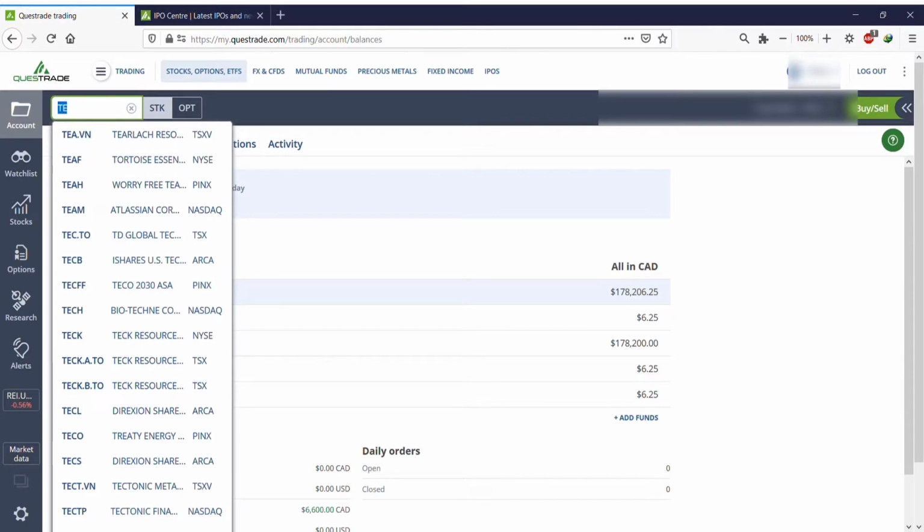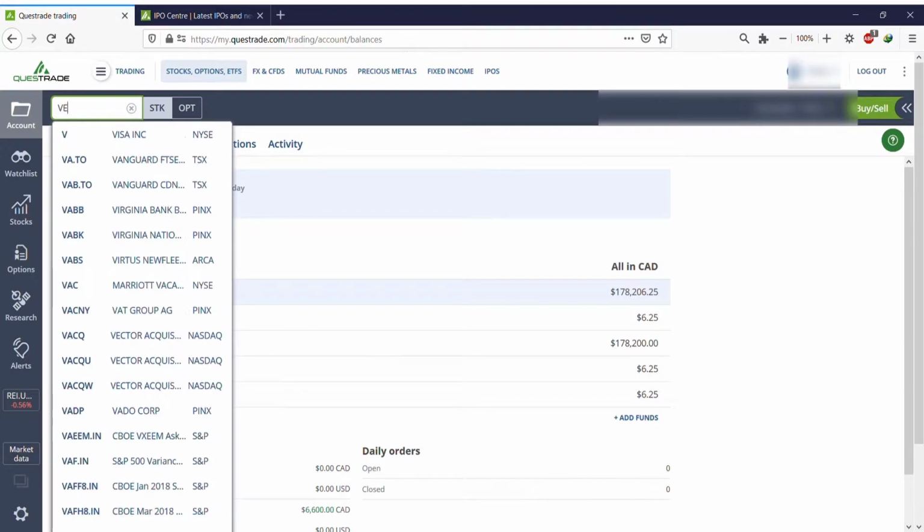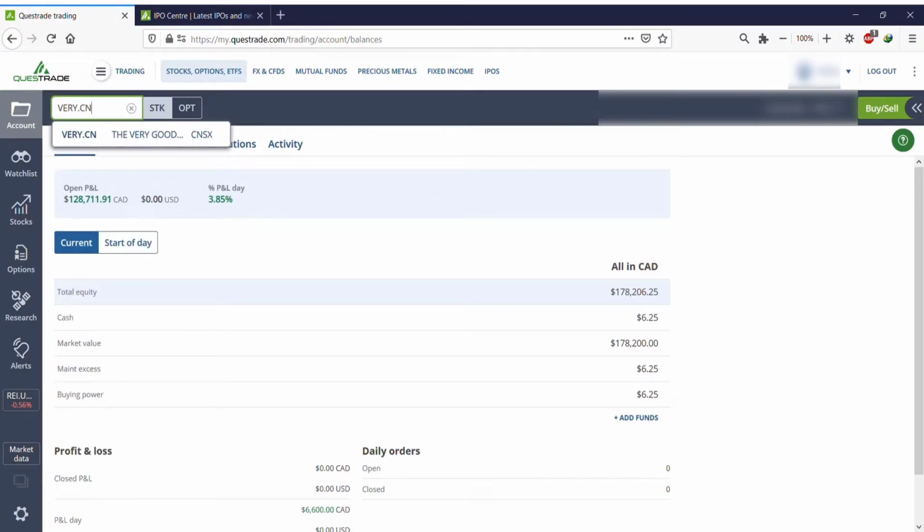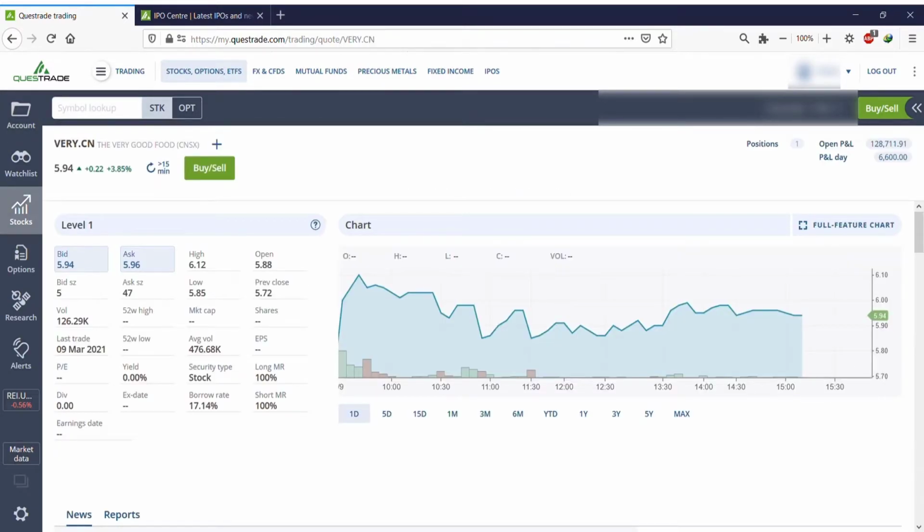So let's go to my own stock, very.cn. Very.cn, CNSX, or Canadian Securities Exchange. If it is not in your watch list, you can also click on this plus to add it to your watch list.